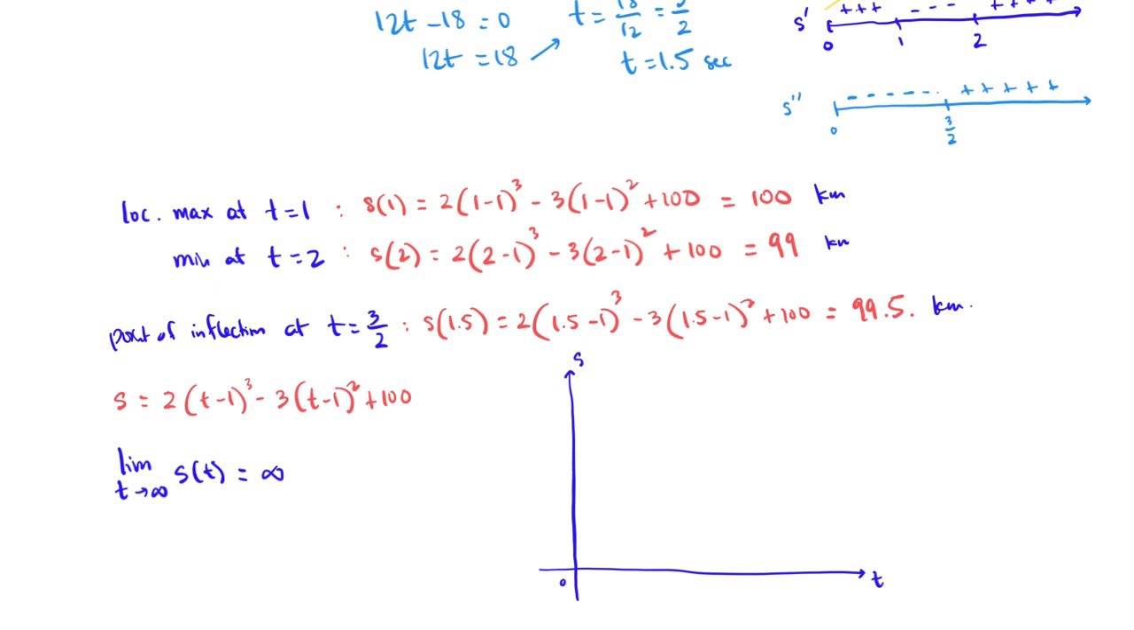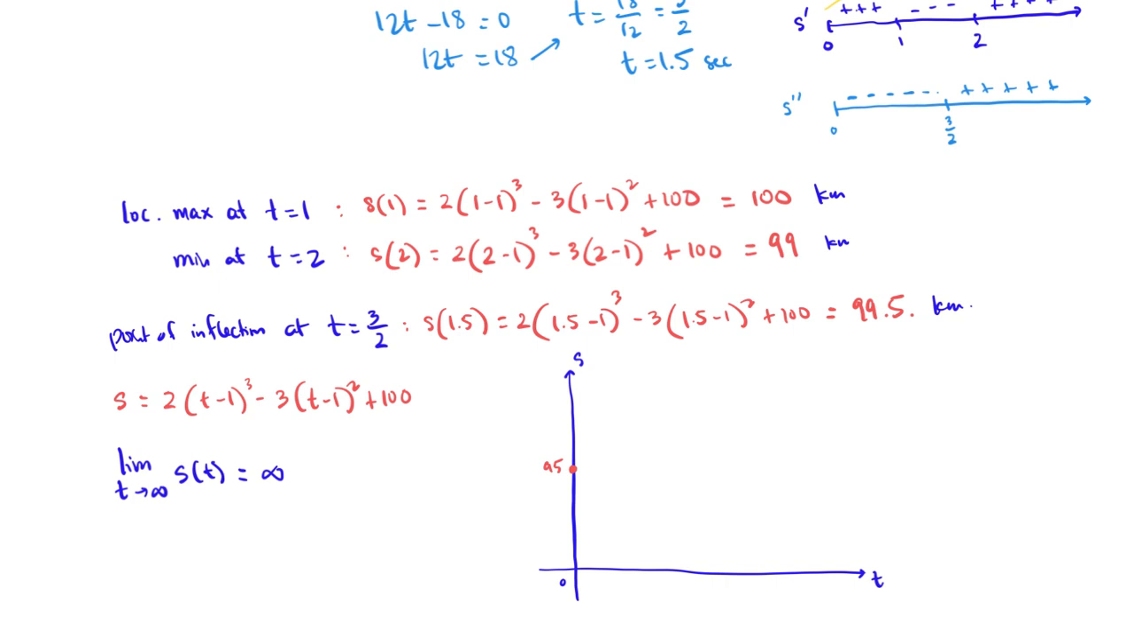When t equals 0, (0 minus 1) cubed is -1, times 2 is -2. (0 minus 1) squared is +1 times -3 is -3. So -2 minus 3 is -5 plus 100, which is 95. And so when t equals 0, the y-intercept is (0, 95).